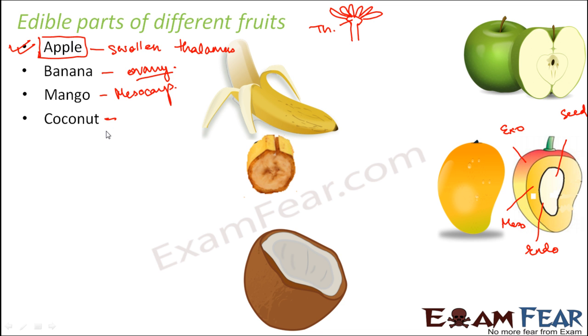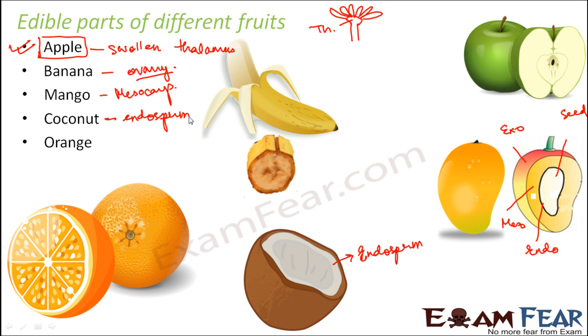Next example is coconut. In coconut, which is the edible part? Come on, you should be able to answer because we have discussed coconut in detail. This white fleshy structure is the edible part. And what is this white fleshy structure? Absolutely, this is endosperm, which is extremely nutritious. That is why in tender coconut, it is the liquid endosperm, and in a matured coconut, it is a solid endosperm or cellular endosperm. Next is orange. In orange also, if you see, you have exocarp, endocarp, mesocarp. Which is the edible part? The inner soft fleshy layer. So what is that soft fleshy layer?